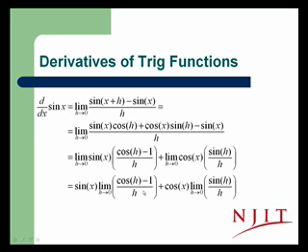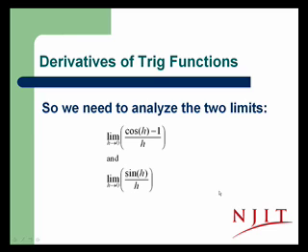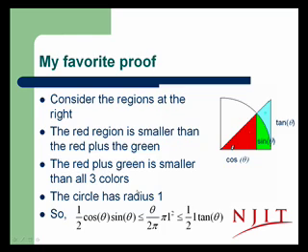Now we need to deal with these two limits. So the two limits we need to analyze are the limit as h goes to 0 of cosine of h minus 1 over h, and the limit as h goes to 0 of sine of h over h. We'll consider the second one first, and this is my favorite proof.